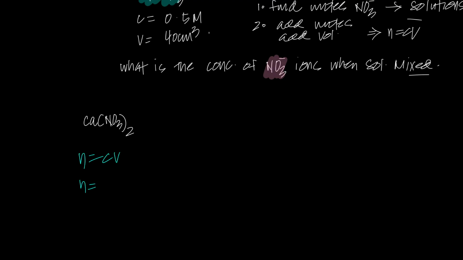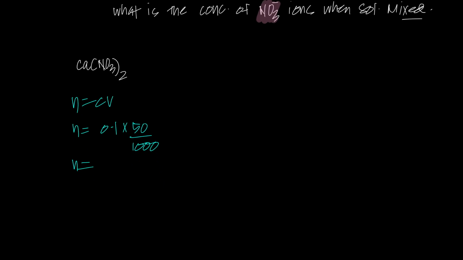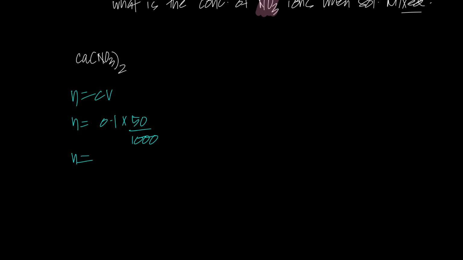The concentration is 0.1. The volume is 50, but divided by 1000 because it's in cm cube. You want to convert it into dm cube because concentration is in mole per dm cube. So what do we get? 0.1 times 50 divided by 1000 gives 5 times 10 to the power minus 3 moles. These are the moles of calcium nitrate.